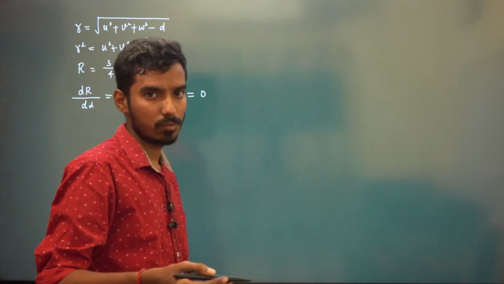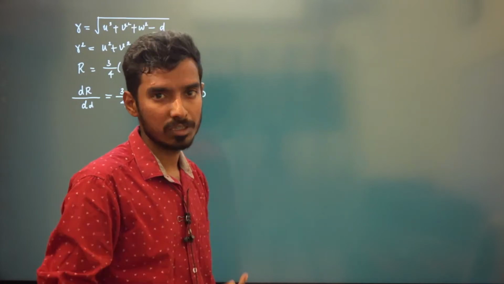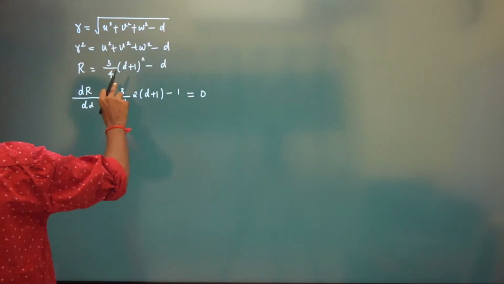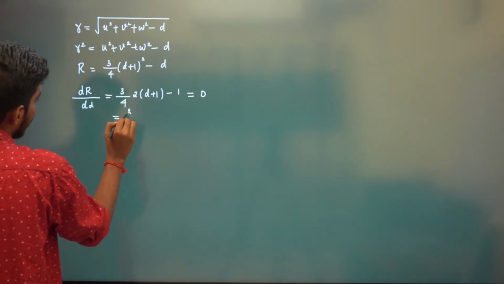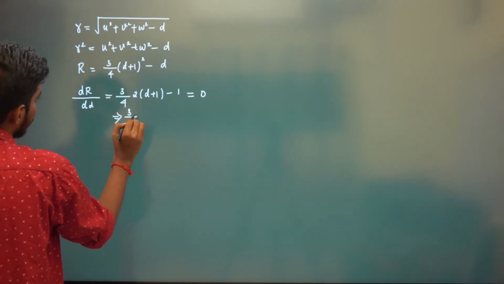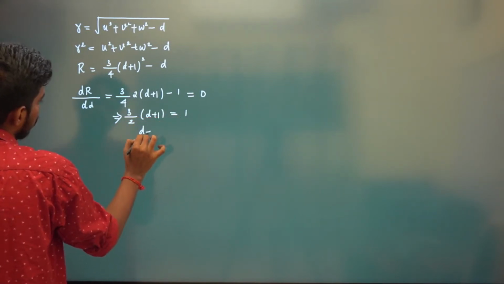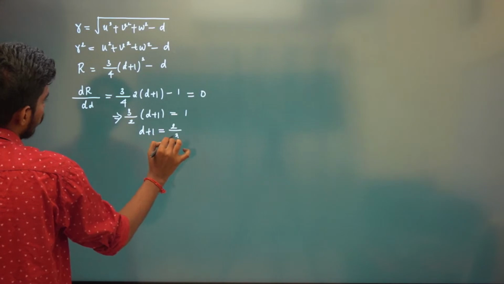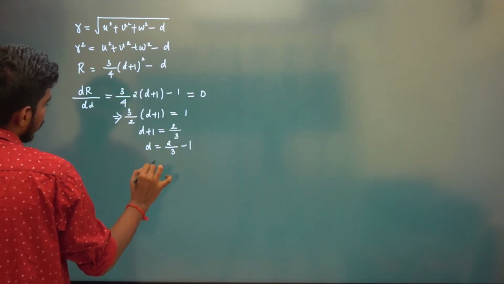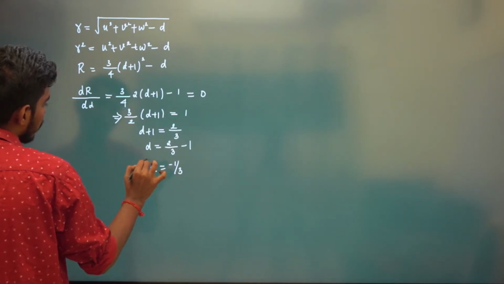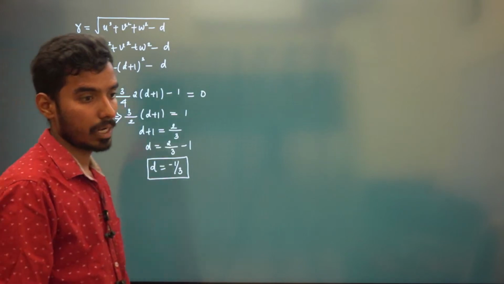You know how to find maxima and minima, right? First we find critical points, that is, you are finding the values where the slope is 0. So 2 times (d plus 1) minus 1. 2 ones are 2, so 3 by 2 (d plus 1) equal to 1. So d plus 1 equal to 2 by 3, so d is equal to 2 by 3 minus 1. So d is minus 1 by 3. We have only one critical point.